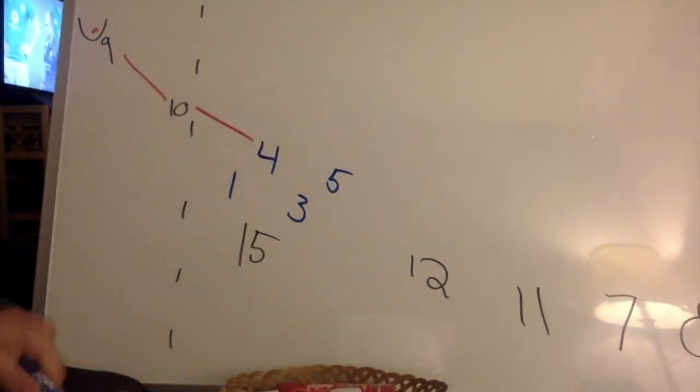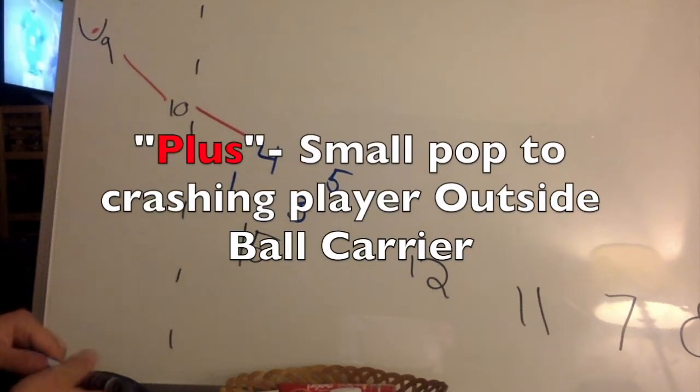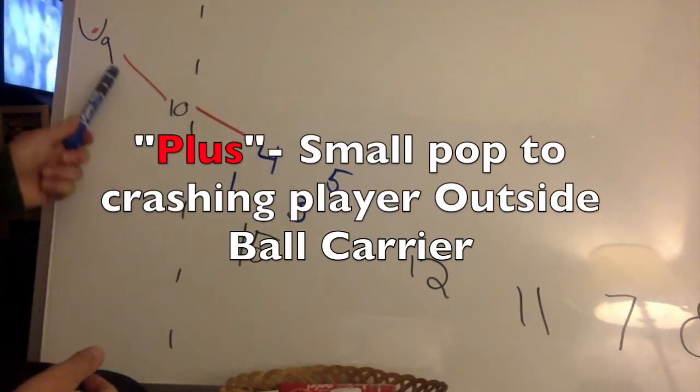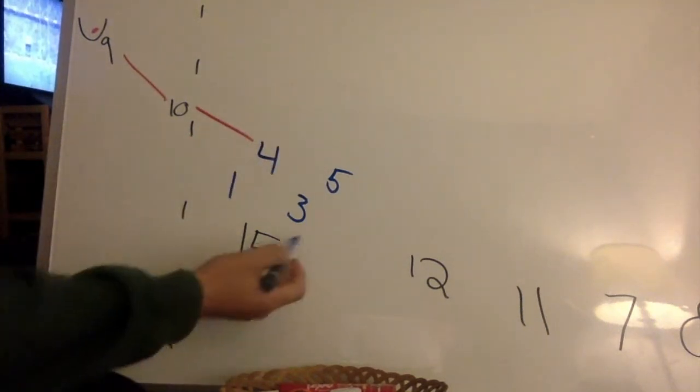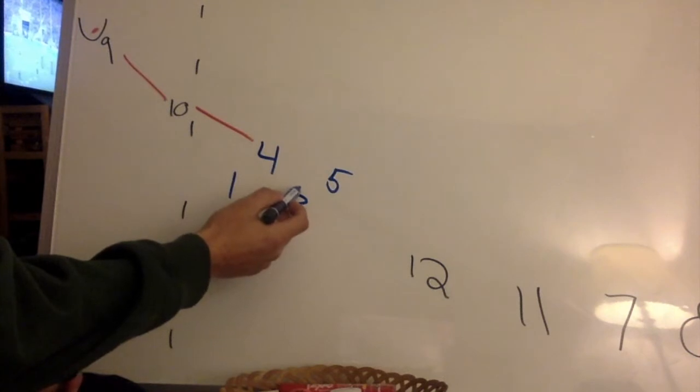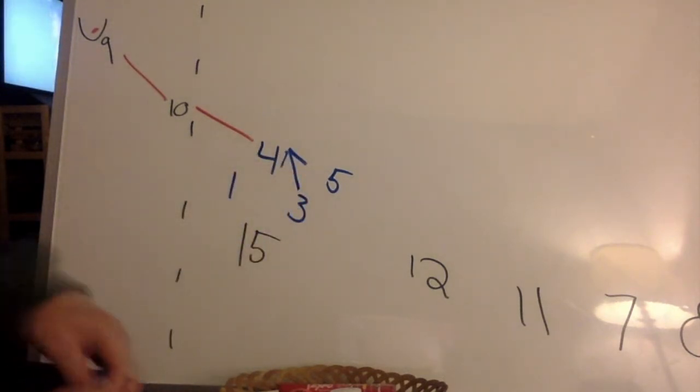So let's talk about our secondary option. Secondary option is a plus or a tip call. All what's going to happen is we're going to go 9 to 10. We're going to still hit that 4, which is our lead runner. And this number 3 man right here, he's just going to come in on a nice tight ball. All right, and he's just going to get a small pop from the 4.